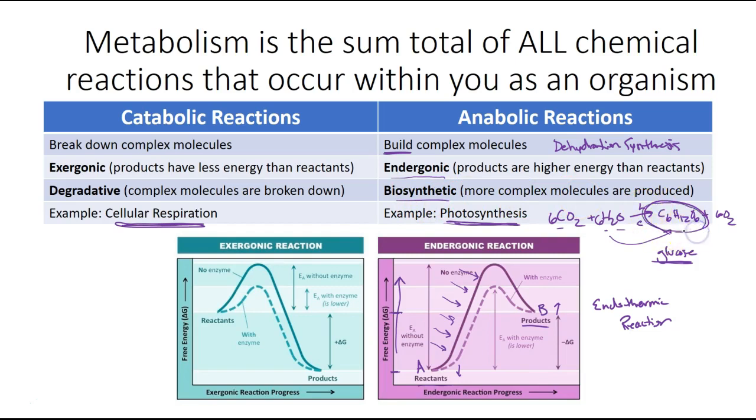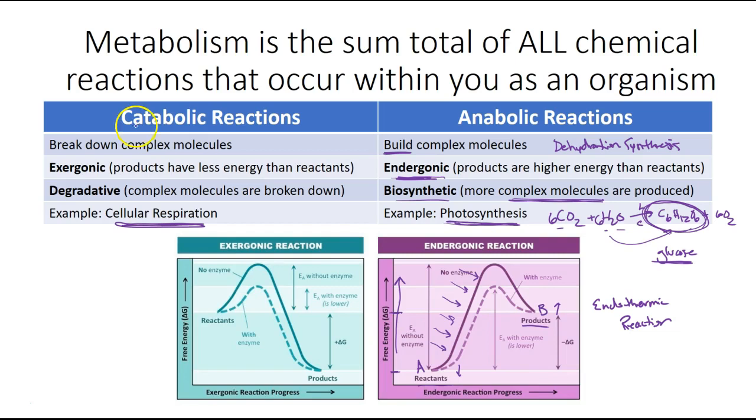Again, a polypeptide is a more complex molecule, or a polysaccharide like starch, cellulose, or glycogen, which are produced as a result of dehydration synthesis, these anabolic reactions. So more complex molecules are produced as the result of dehydration synthesis, which always produces higher energy products, known as an endergonic reaction. And again, an example of that is photosynthesis.